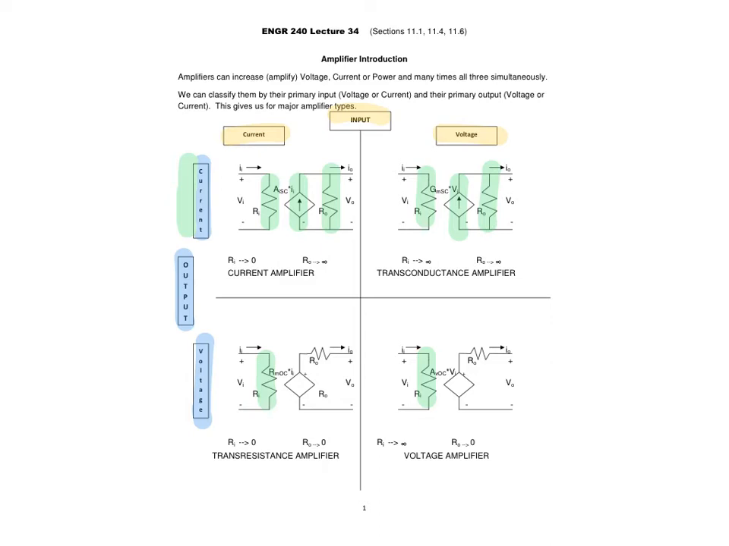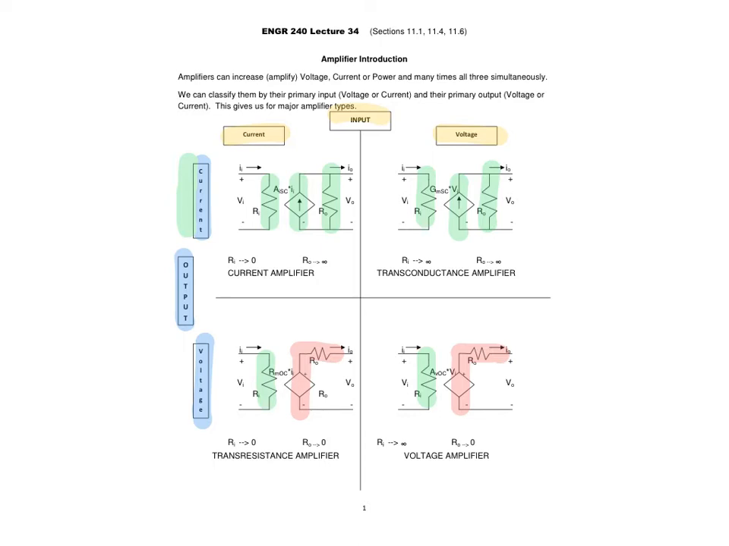When we look at the voltage output, we'll see something similar. Now we see a Thevenin equivalent with, again, R sub O, but now it's in series with a voltage source, the Thevenin equivalent. Once again, the voltage source is a controlled voltage source, but it is a voltage source nonetheless.